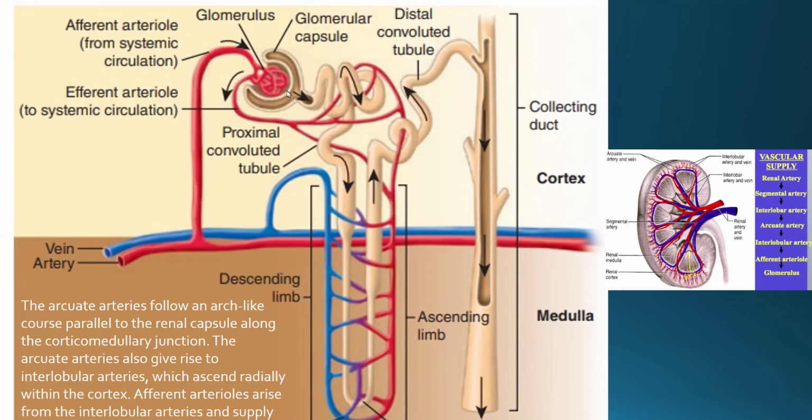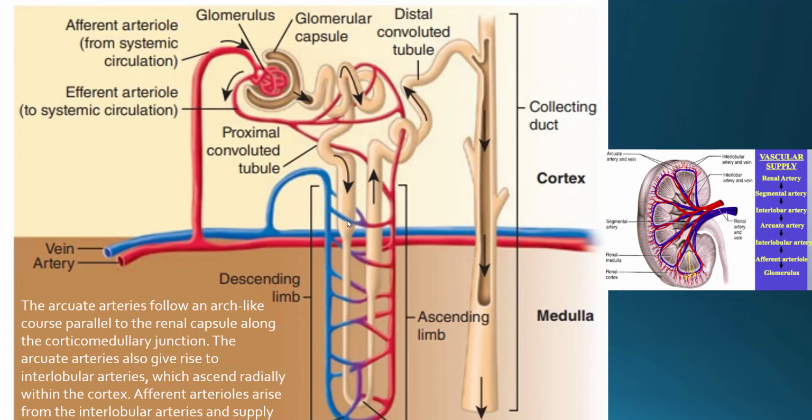The glomerular capsule or Bowman capsule is made of a single epithelial layer, and there is a space between the glomerulus and the capsule. In this space, fluid filtration occurs from the glomerulus into the Bowman capsule. On the other hand, the Bowman capsule continues as the proximal convoluted tubule.